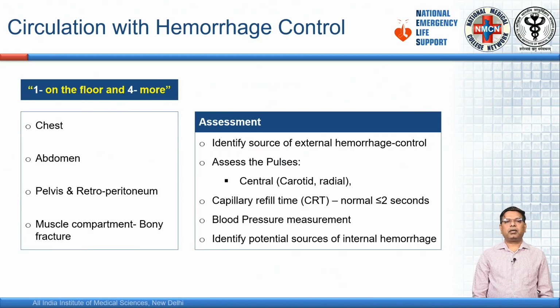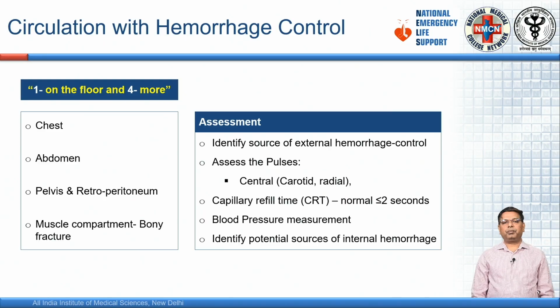Coming to circulation with hemorrhage control, so always remember, if you see blood loss, you have to look for the floor, that is the external bleeding, or 4 other places, like the bleeding can happen inside the chest, inside the abdomen. There may be a pelvic fracture or some retroperitoneal space can have the bleeding. Sometimes in long bone fracture, the blood can be lost into the muscle compartment. So, these are the areas where you should be looking for bleeding. Once you identify the source of bleeding, you have to control the source of the bleeding.